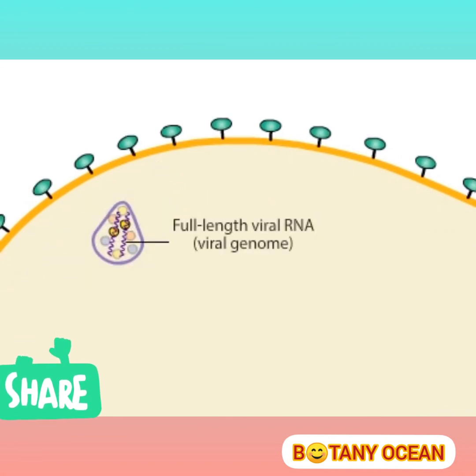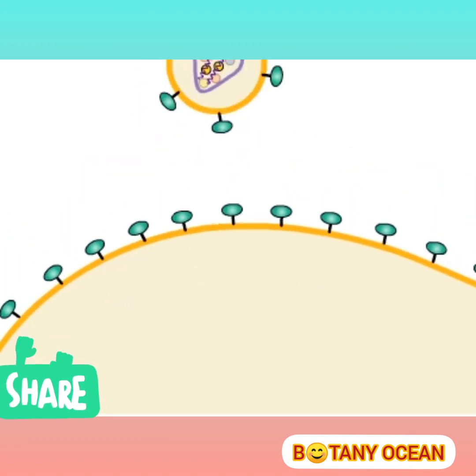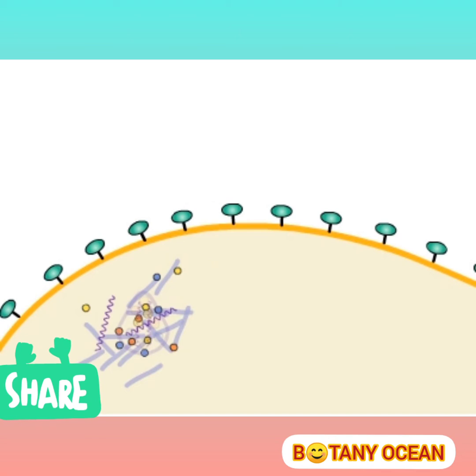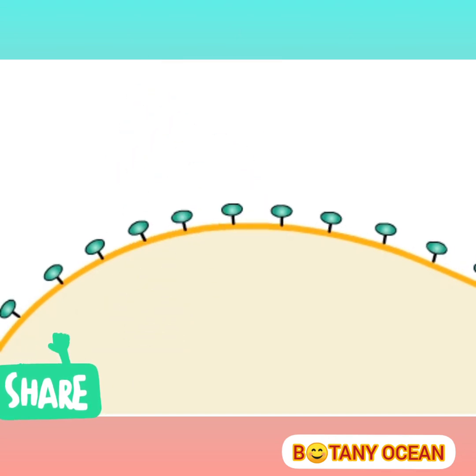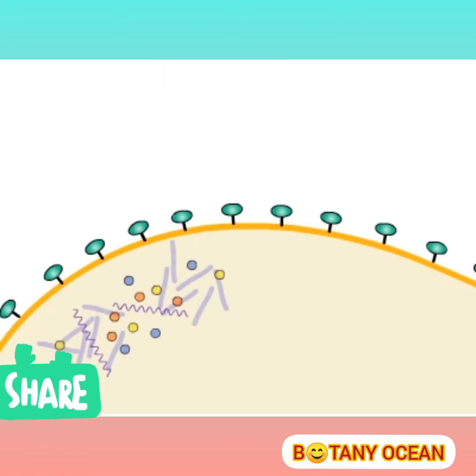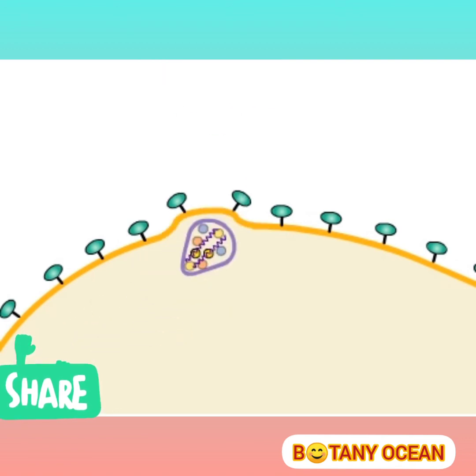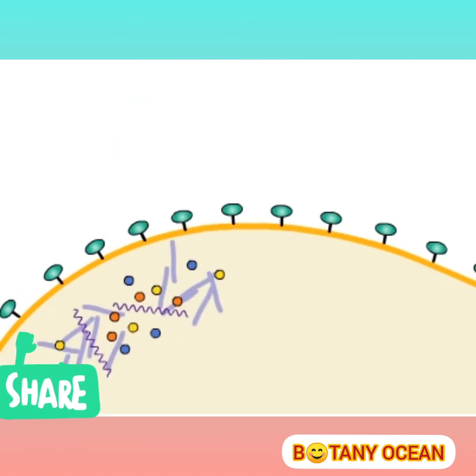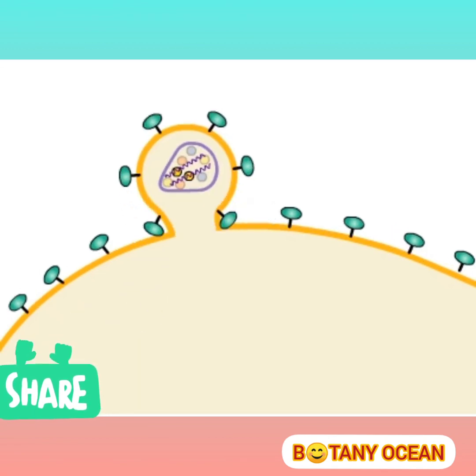Full-length viral RNA molecules, along with all the other viral components, assemble at the membrane and bud off from the host cell. Although it's not clear exactly how HIV curtails the immune response or causes destruction of helper T cells, the viral infection ultimately results in loss of virtually all functional helper T cells in the immune system.